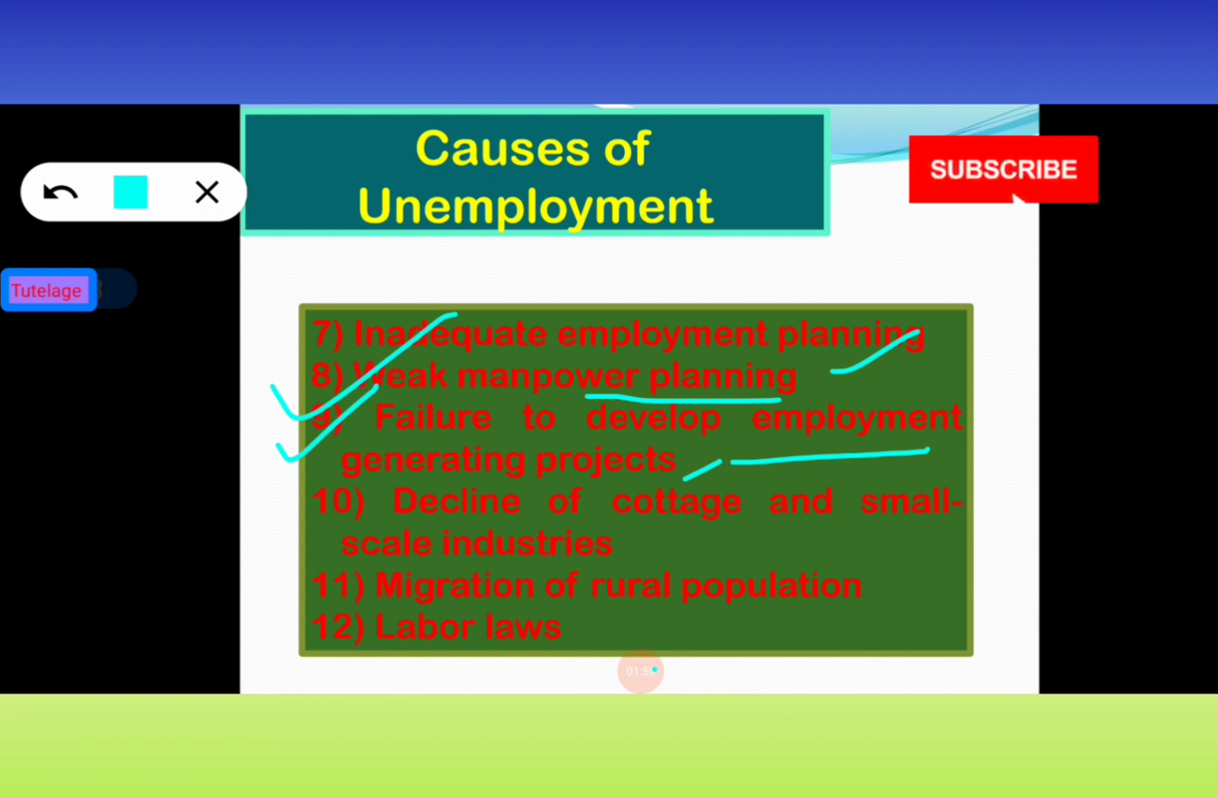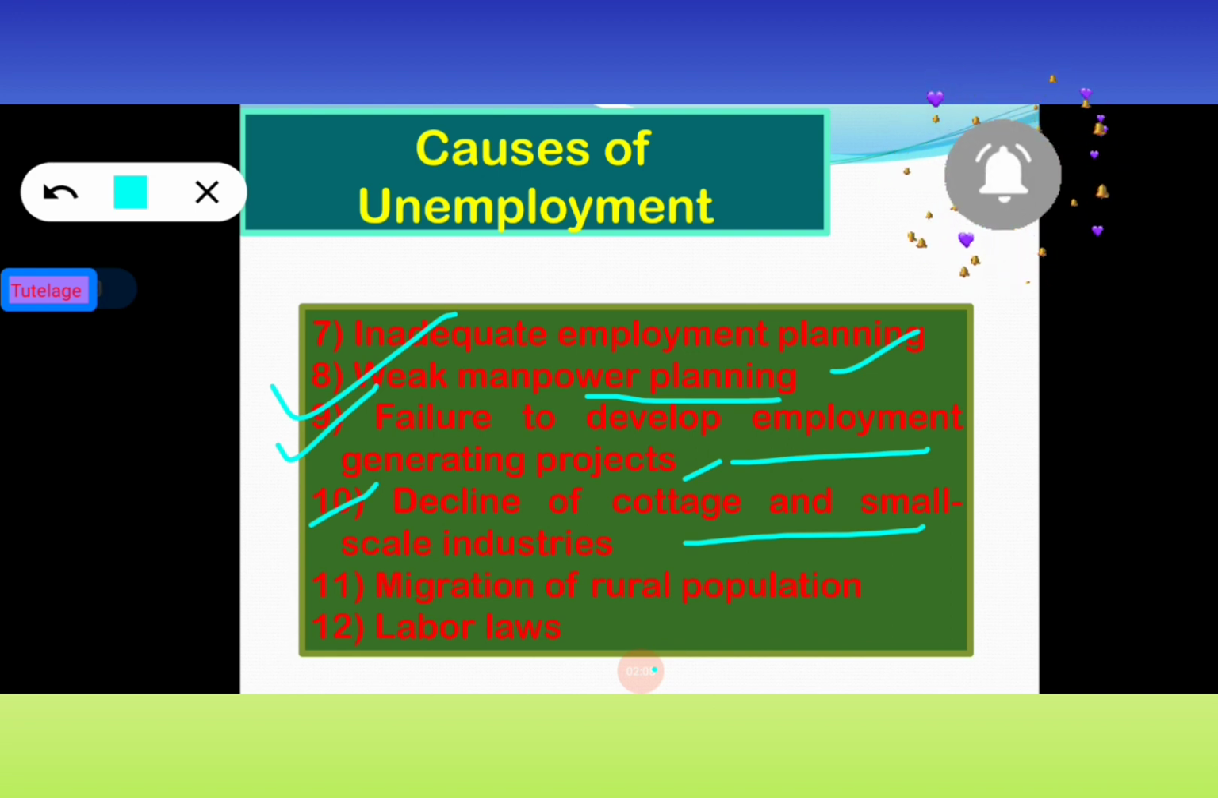And now going to the 10th point, that is decline of cottage and small scale industry. So, a number of traditional village and cottage industries have declined over the years due to the change in demand preferences and emergence of more efficient modern industries. Therefore, a large number of people have left their traditional jobs. This has been an important reason for rural unemployment in a developing country like India. So, decline of cottage and small scale industries is one of the most important causes of unemployment.